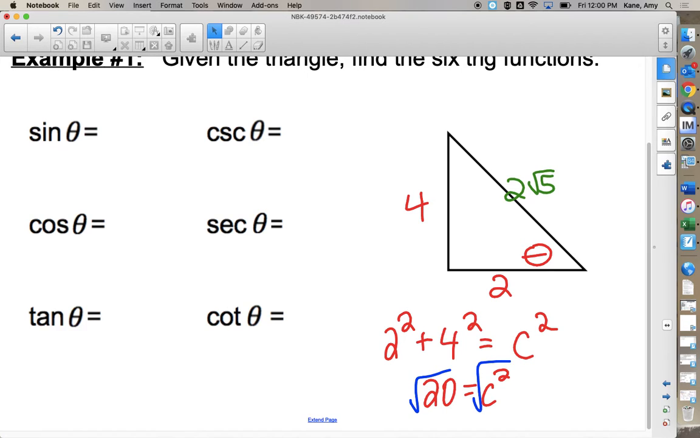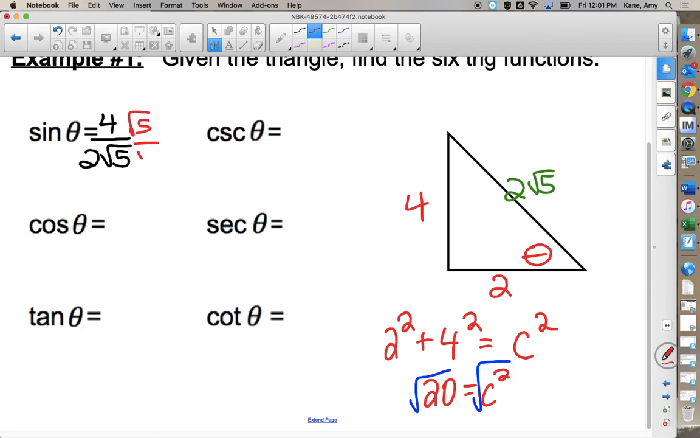So no longer are we on the unit circle, because this could be any triangle. So now you're just using SOHCAHTOA and what we have labeled above. See if you can find the sine, cosine, and tangent. So Ashley, the sine would be? 4 over 2 times the square root of 5. All right, and what would you have to do to simplify that?